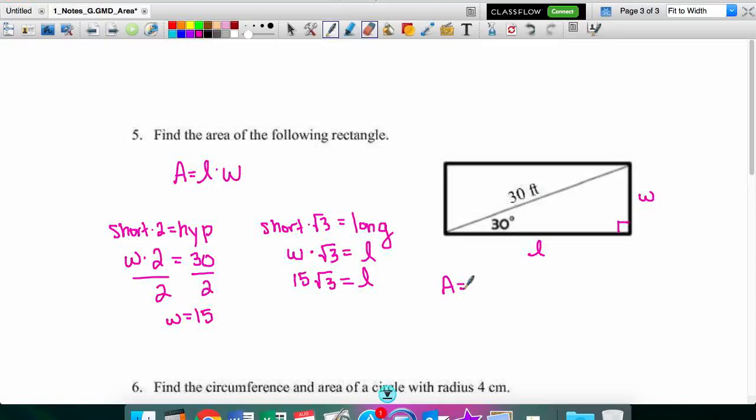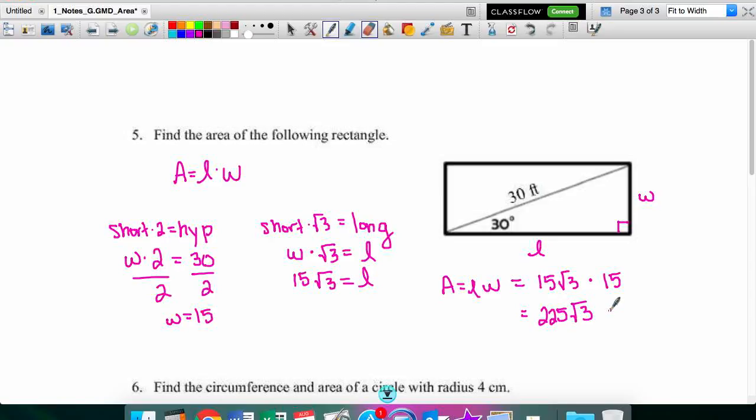Area equals length times width. Our length is 15 radical 3. And we're going to multiply that by our width, 15. When you multiply radicals, you multiply outside numbers together and inside numbers together. Both of the 15s are outside, so when you multiply them together, you get 225. Radical 3 is the only thing on the inside, so we'll just kind of come along for the ride. And this is actually going to be our exact answer.